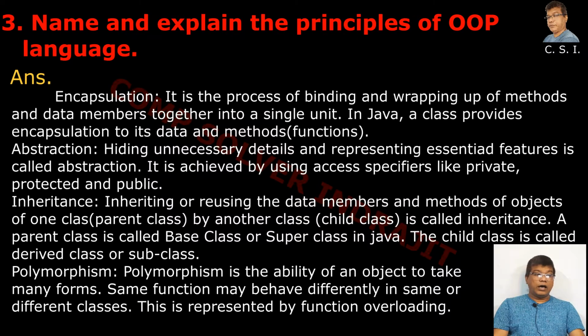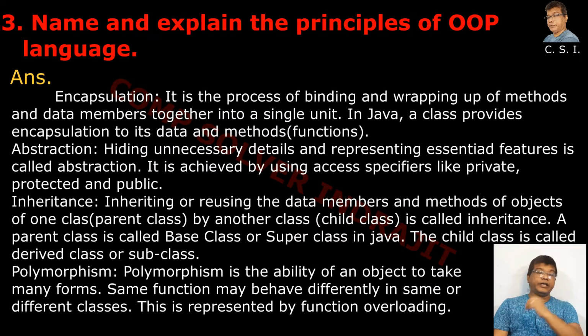Next point is abstraction. Hiding unnecessary details and representing essential features is called abstraction. So what is abstraction? Hiding unnecessary details and representing essential features is called abstraction. It is achieved by using access specifiers like private, protected and public.